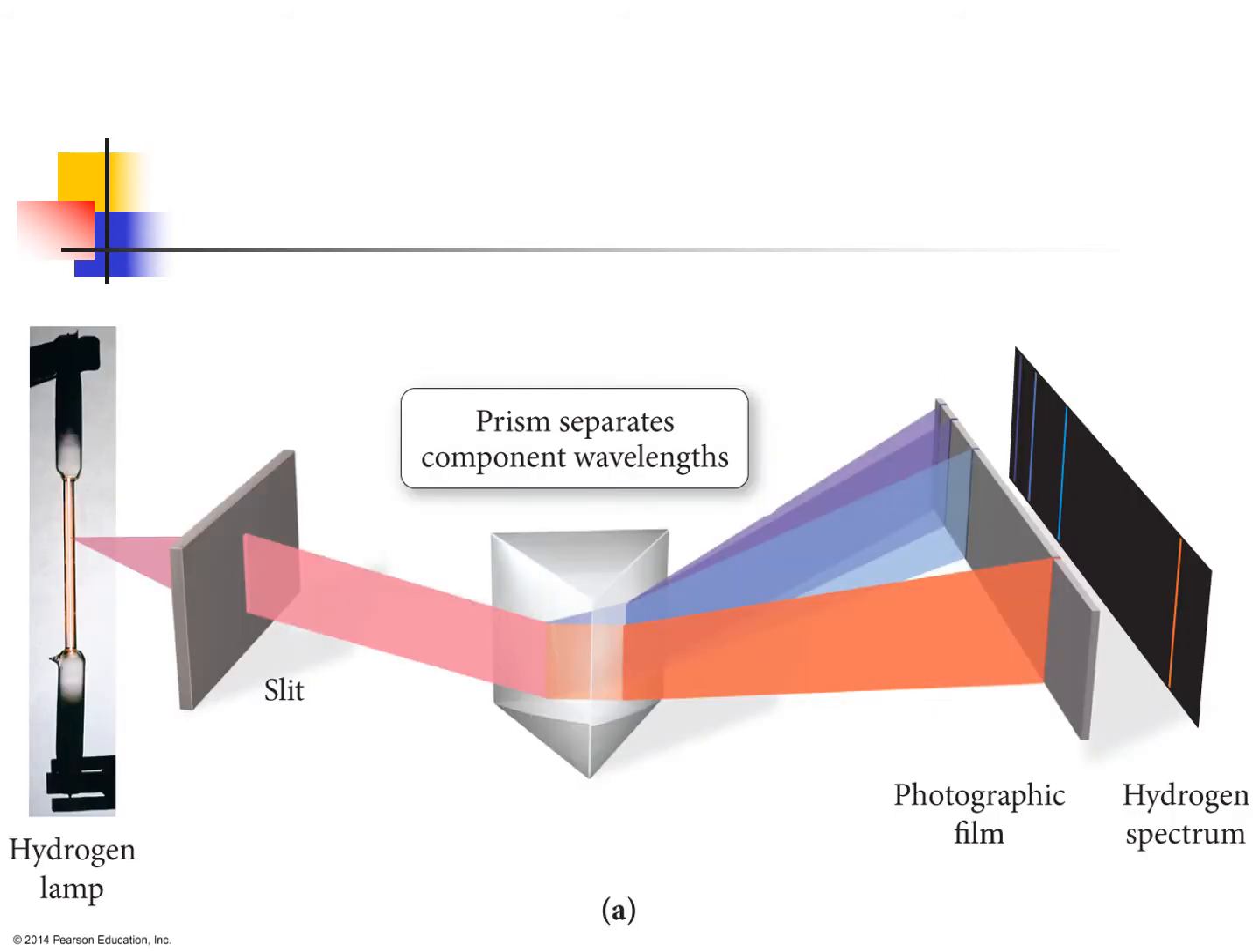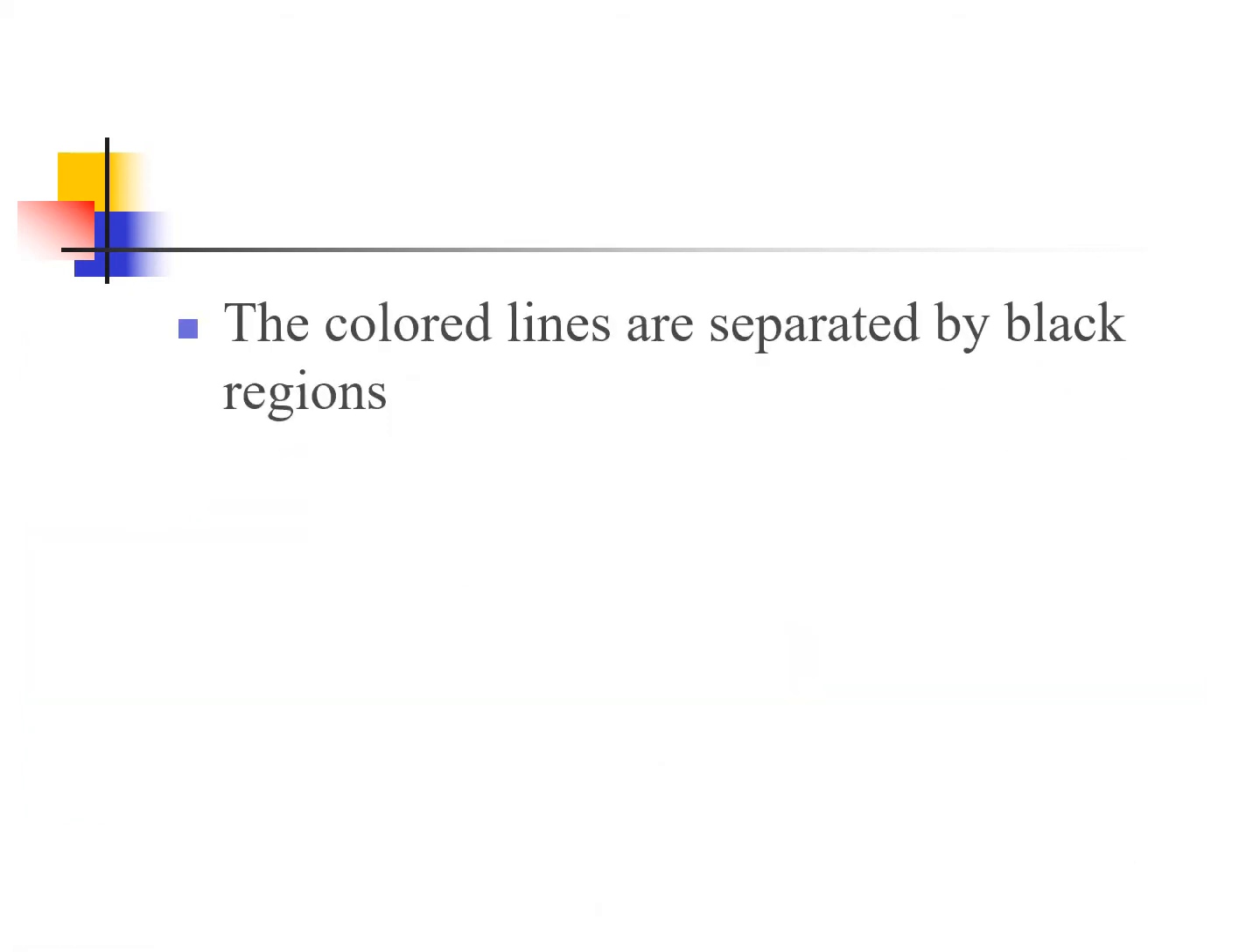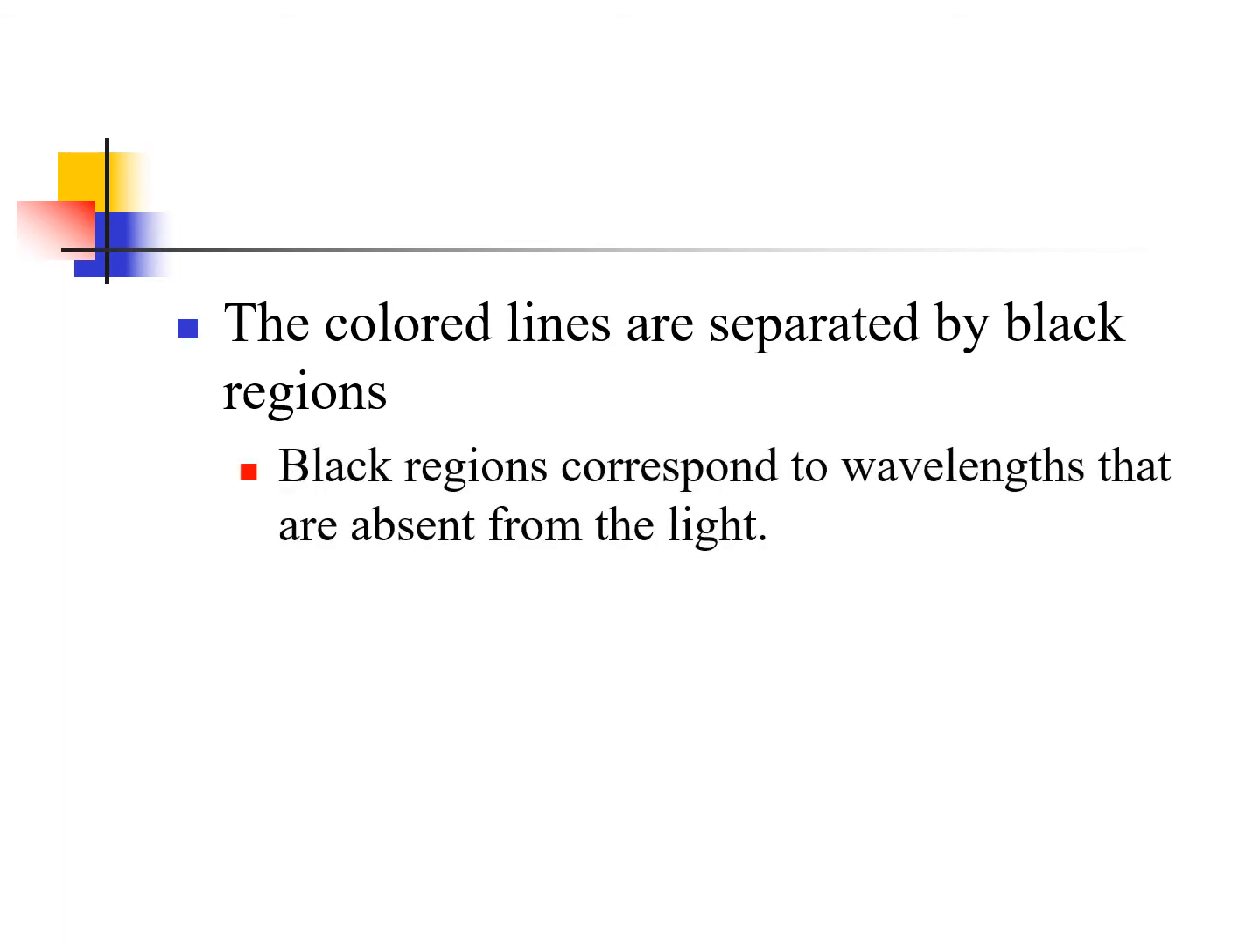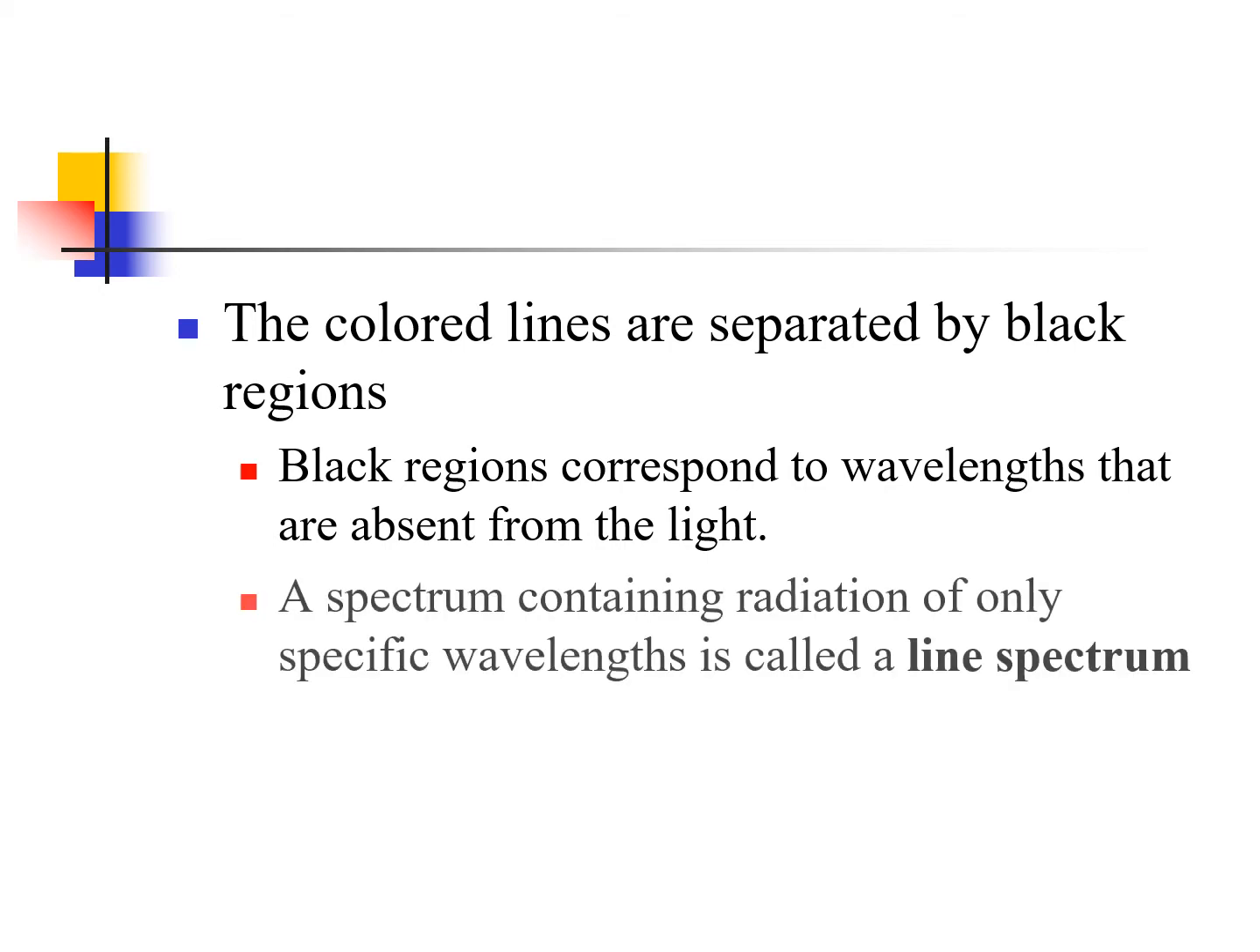So this is a picture of that. We take hydrogen, take that light, and pass it through a slit that polarizes it, making it easier for the prism to work with. It passes through the prism, we put it onto photographic film, and hey, now we have these individual lines, not a rainbow. We knew about this. Now, the colored lines are separated by black regions, like we saw.